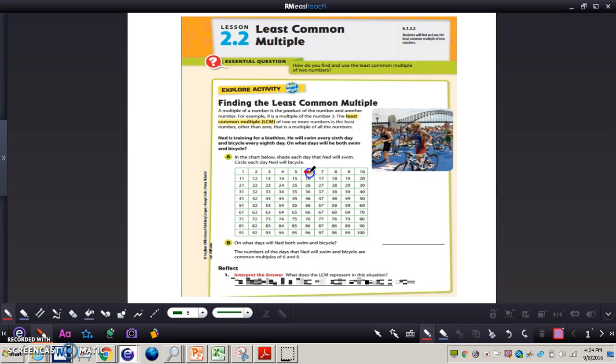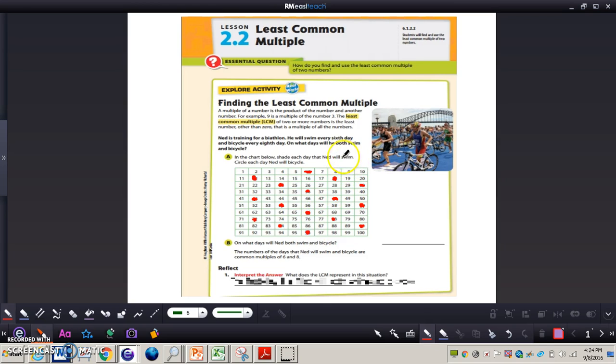So I have 6, I want you to do this with me, 12, 18, 24, 30, 36, 42, 48, 54, 60, 66, 72, 78, 84, 90, and 96. So we can see those are all multiples of 6.